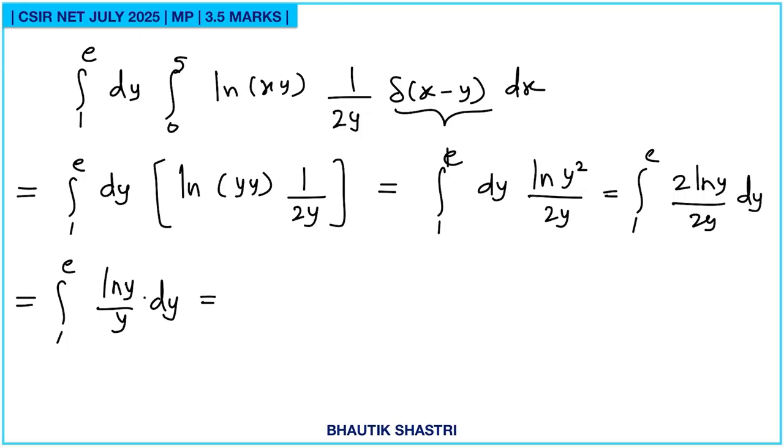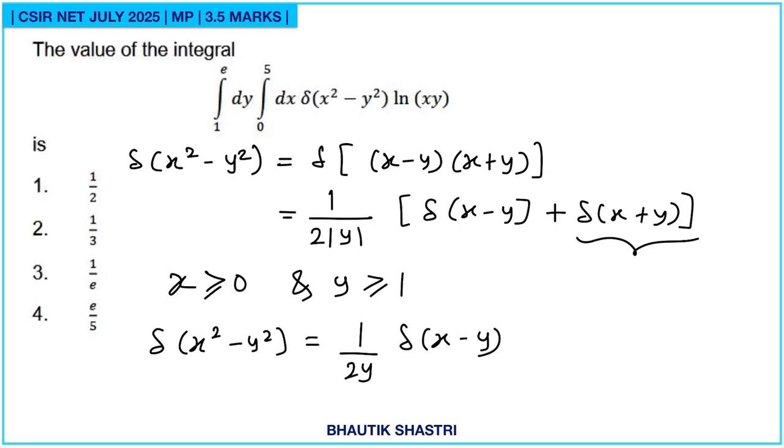Now if you put ln y is equal to t, then dt is 1 upon y dy. So this is f of x, f dash of x. So this will be (ln y)² by 2, limits 1 to e. ln e is 1, ln 1 is 0. So this is equal to 1 by 2. So here option 1 is correct.